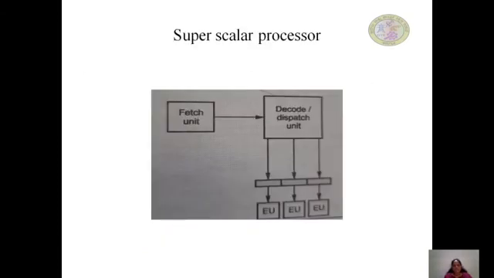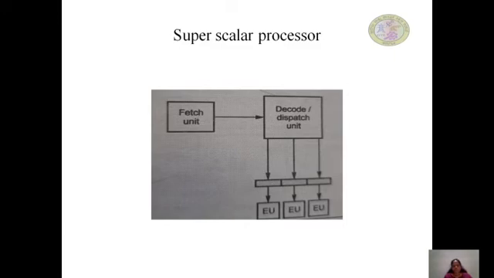So this is a simple architecture of a superscalar processor, which contains a fetch unit, the decode or dispatch unit, and an execution unit. The fetch unit is going to fetch the instruction. Once it fetches the instruction, it will decode that instruction and send it to the processor for execution, which contains multiple execution units in order to perform pipelining and parallelism.